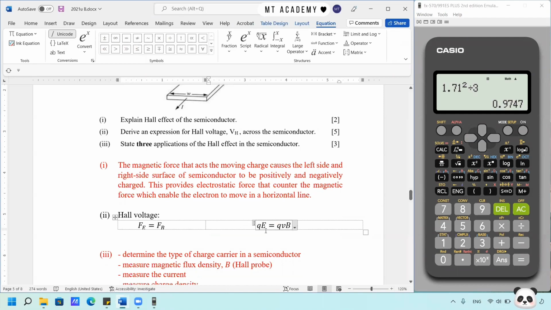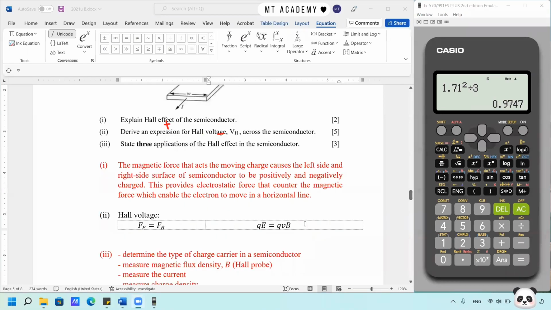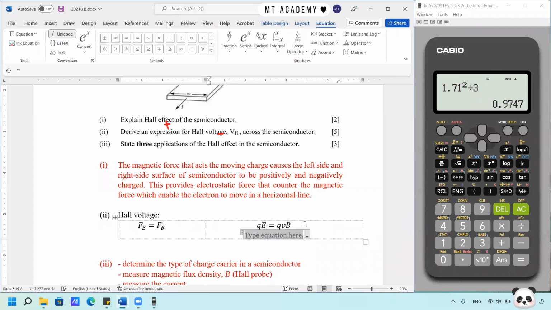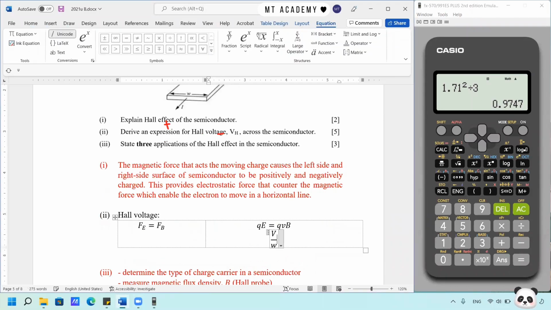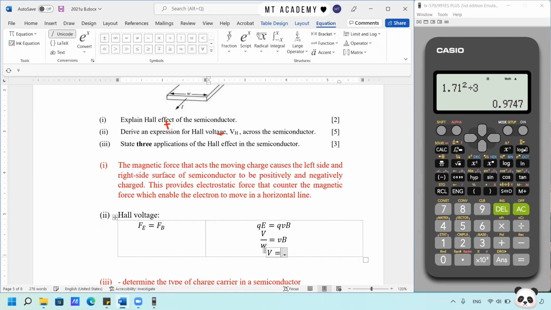So the electric field strength is equal to, so we expect the voltage is here. Okay, the voltage either positive or negative. So it is the potential difference divided by the W. Okay, so this is the electric field strength in this case. So the potential difference divided by W equal to vB. Okay, and then what we have is the Hall voltage V is equal to WvB.